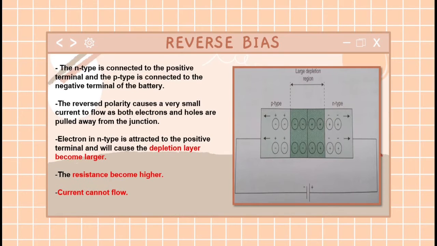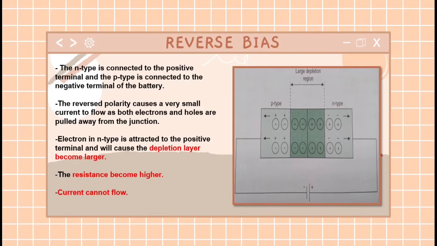While for reverse bias, the n-type is connected to the positive terminal and the p-type is connected to the negative terminal of the battery. The positive terminal of the battery extracts free electrons from the n region and the negative terminal extracts free holes, which are positive charges, from the p region. The number of uncovered positive ions in the n region and negative ions in the p region will increase. So the width of the depletion layer becomes larger and the resistance becomes higher.